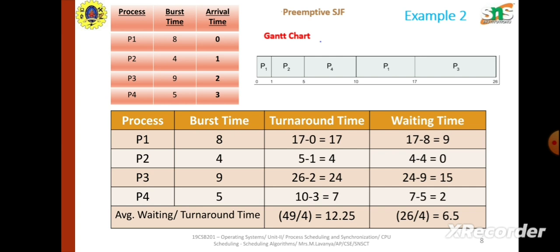At the time of 0 milliseconds, P1 starts its execution and it is executing till 1 millisecond. At the time of 1 millisecond, the process P2 arrives. Now the process P2 has the burst time of 4 milliseconds, but the process P1 has the burst time of 8 milliseconds. Currently it has executed for 1 millisecond, right? So currently the remaining burst time of process P1 is 8 minus 1, 7 milliseconds. But for process P2 which has newly arrived, its burst time is 4 milliseconds.